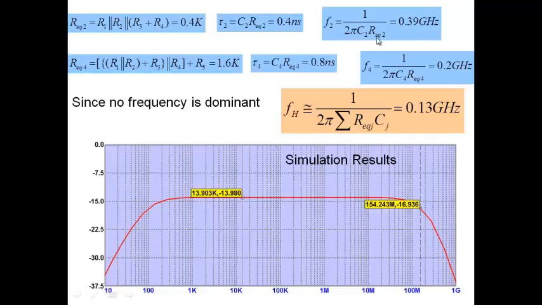I know what is F2, what is this equivalent resistance here, what is this equivalent resistance here. So I get an analytical expression which will help me understand what the upper cutoff frequency is. What does it depend on? Okay?